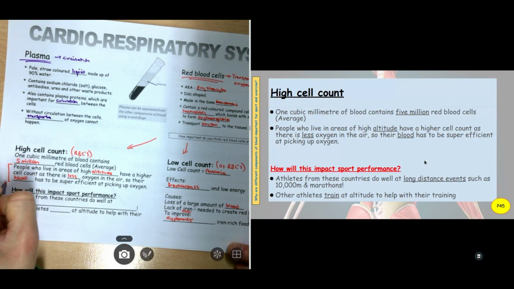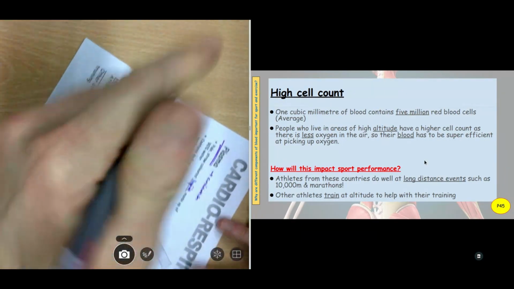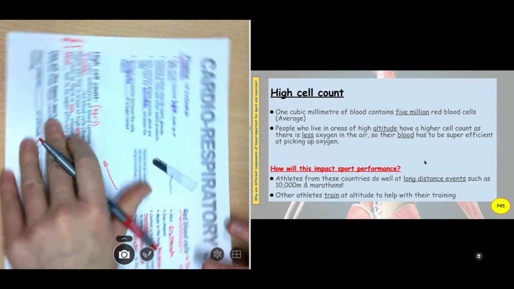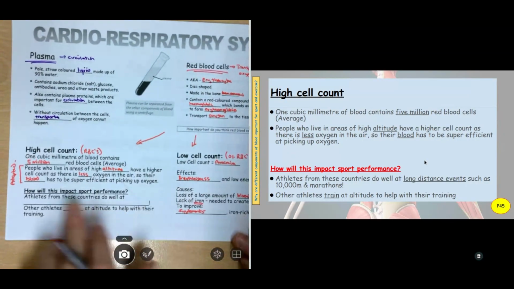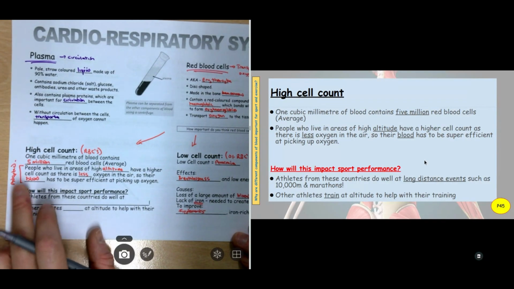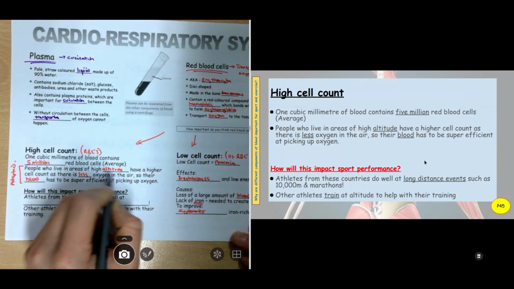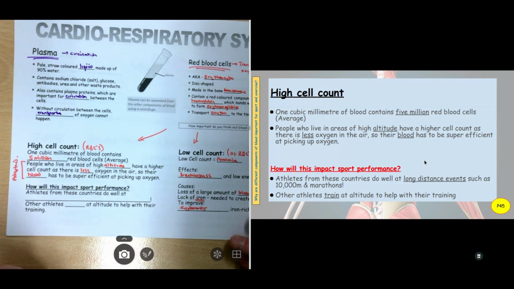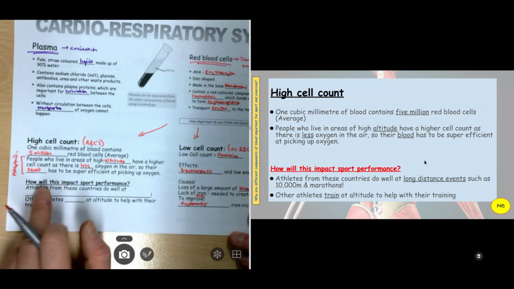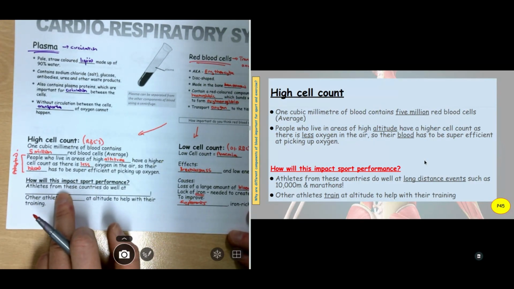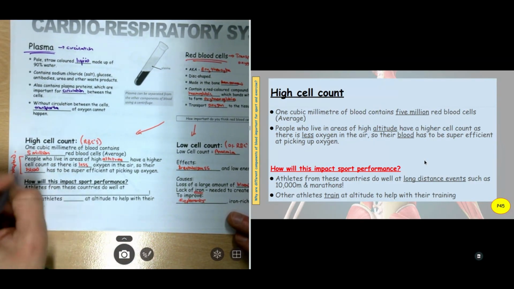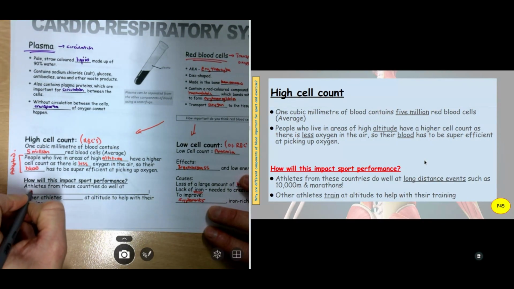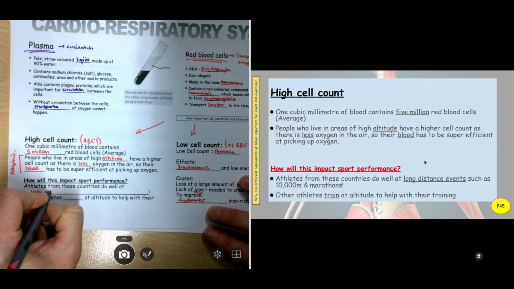This is an adaptation of exercise. This is because your body has adapted to living in an area of low oxygen in the air. So if you live at high altitudes, that adaptation has caused you to increase the amount of red blood cells so that you can be more efficient with picking up oxygen. How this benefits sports performers is if you are from that sort of area and you've grown up through that, you may be naturally quite good at long distance events.